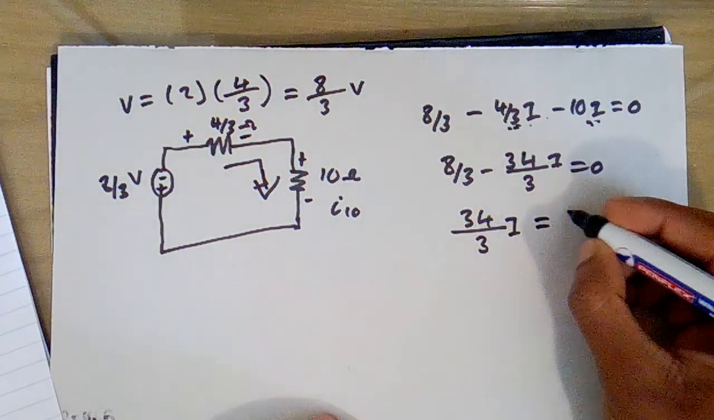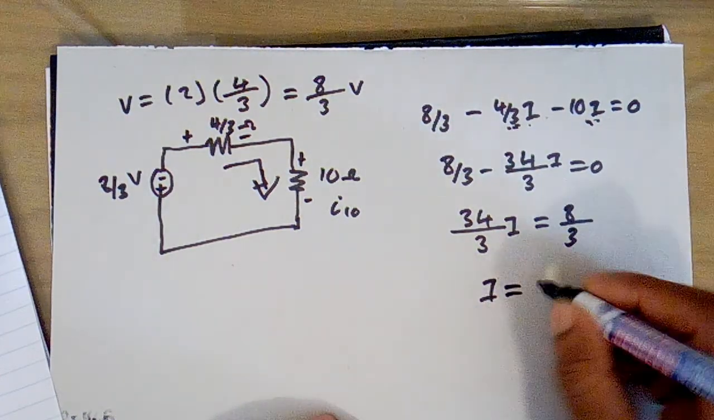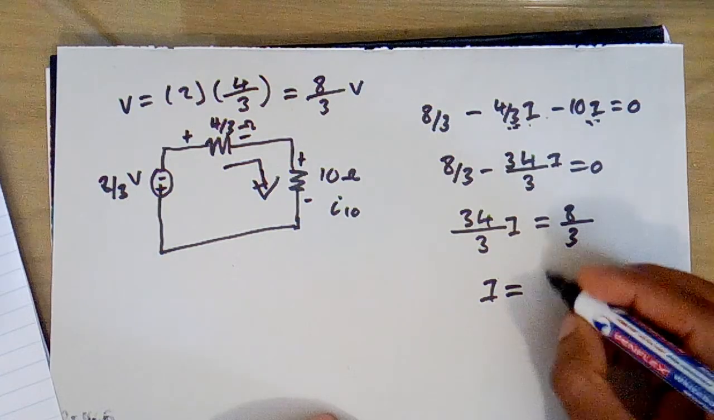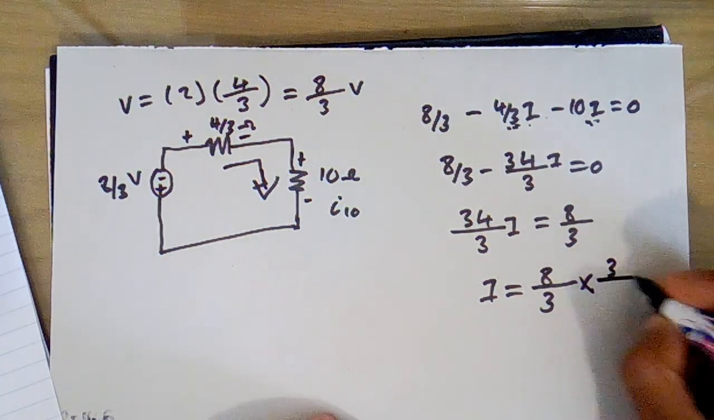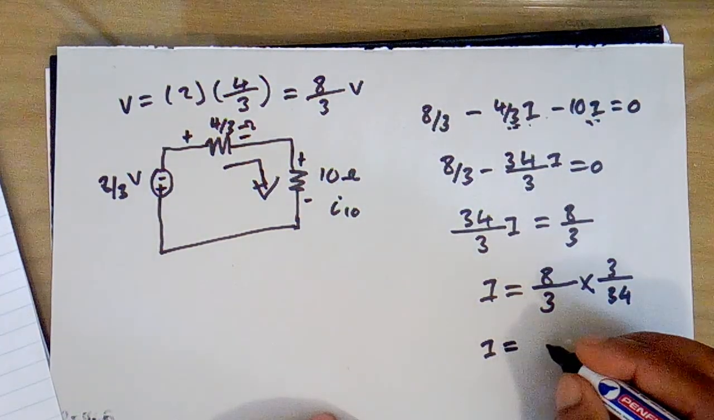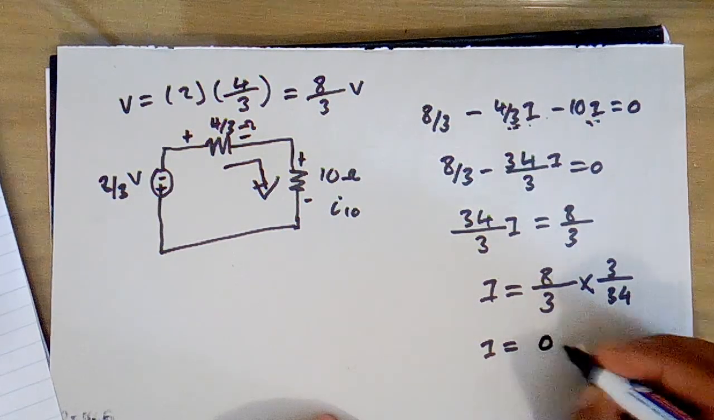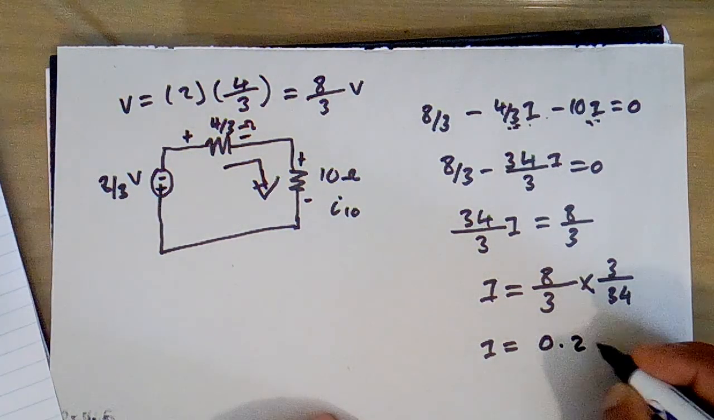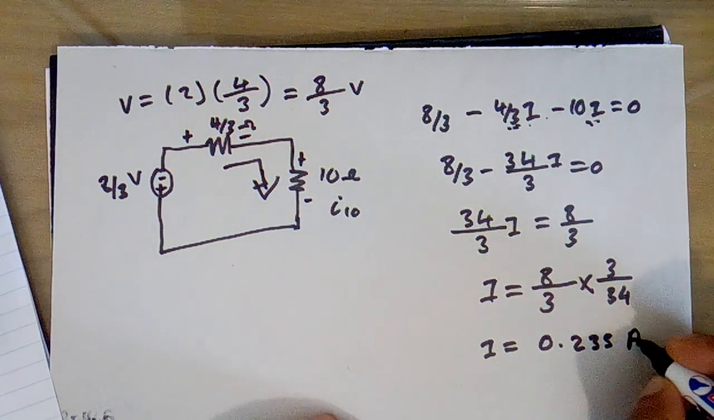I equals 8 over 3, and you can see that our I equals 8 over 3 multiplied by 3 over 34, and now when you punch it in a calculator, you will get I equals 0.235 ampere.